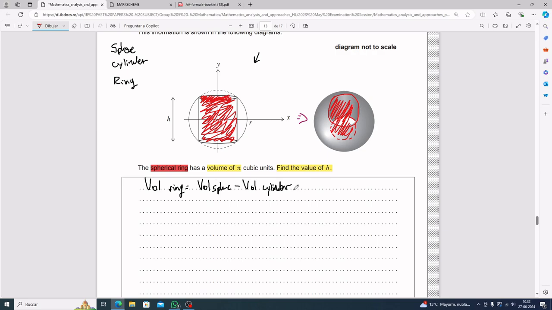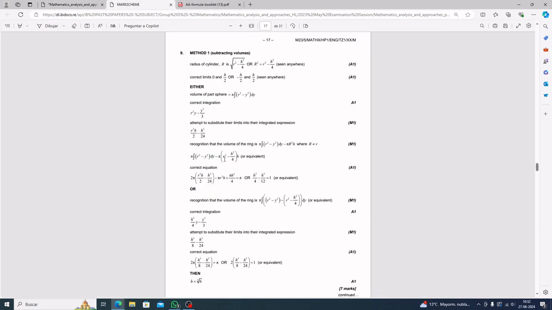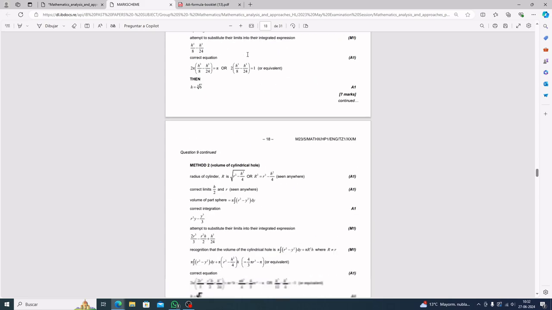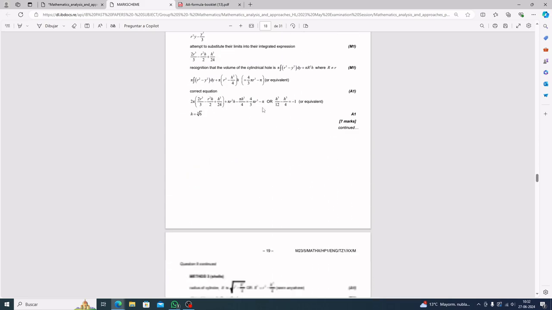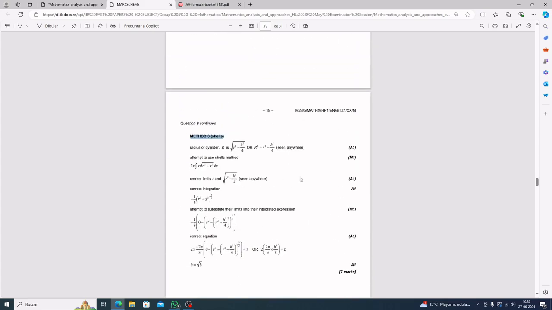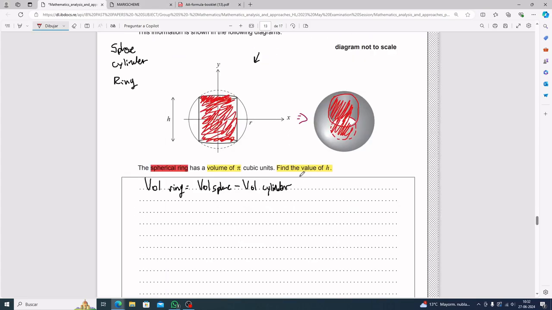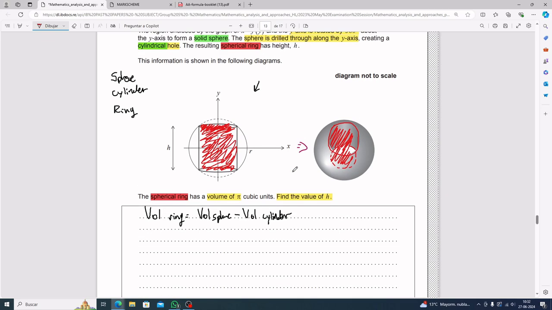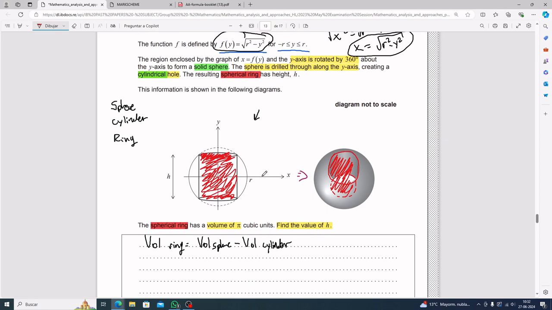Now from here, there are a lot of different approaches, you guys. In fact, just looking at the mark scheme quickly, you have one method up here, another method over here, and another method over here. So it's pretty crazy, there are a lot of different ways to solve this problem. It can get overwhelming, see? And so what I would suggest is that you first establish that for the volume of the ring, you have to do the volume of the sphere minus the volume of the cylinder. That is the first big, massive step.